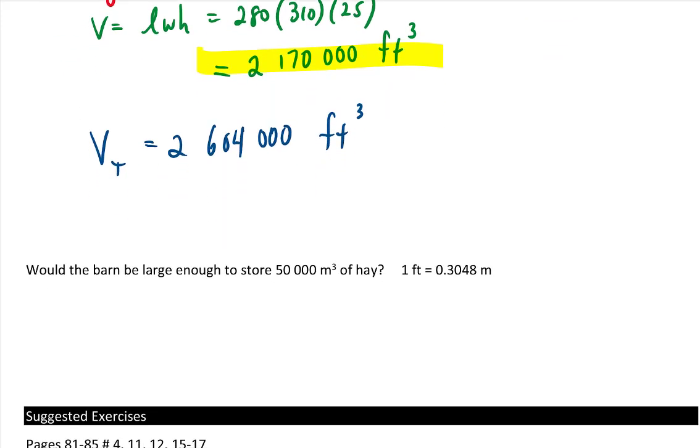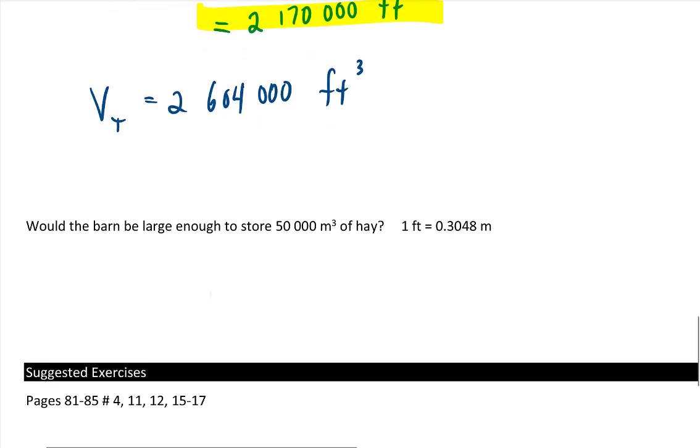Would the barn be large enough to store 50,000 meters cubed of hay? And you got your conversion factor there. 1 foot equals 0.3048 meters. So we got our conversion factor. We know that 1 foot equals 0.3048 meters. But now we need to figure out how much does a cubic foot convert to.